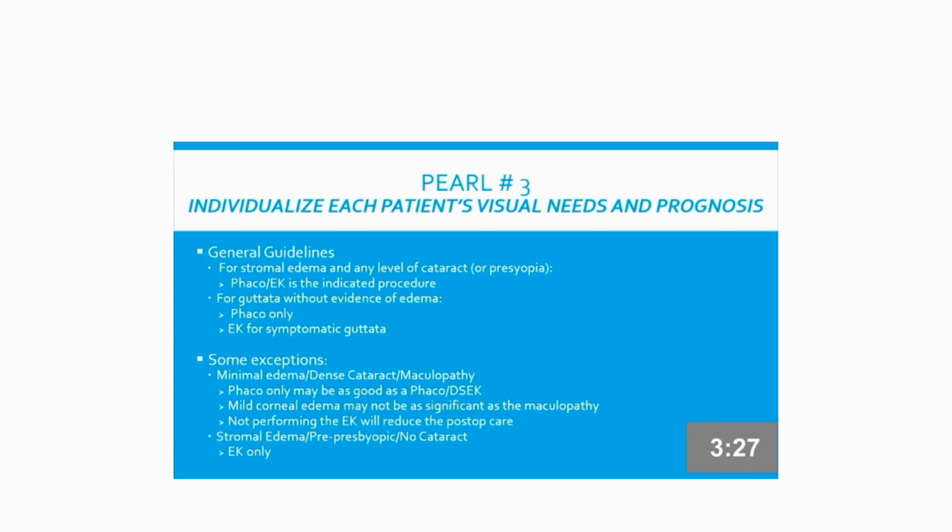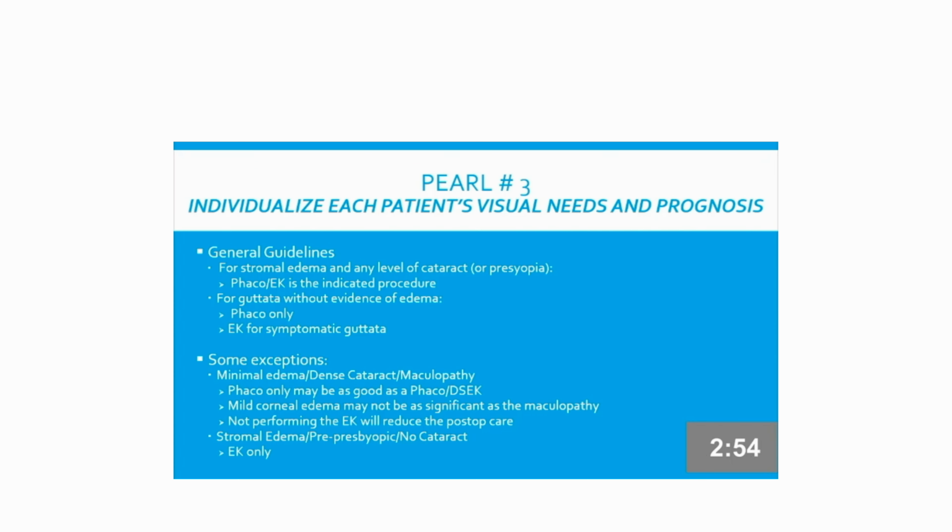So general guidelines for patients with stromal edema and any level of cataract or presbyopia, we typically recommend a phaco endothelial keratoplasty procedure. For guttata without edema, we typically recommend phacoemulsification alone, again with the discussion about whether the patient is at risk for corneal decompensation or not. There is, at this meeting, discussion of descemetorhexis, and it may be in the future we'll take away those guttata, but for now we typically leave those and just talk about it with the patient.